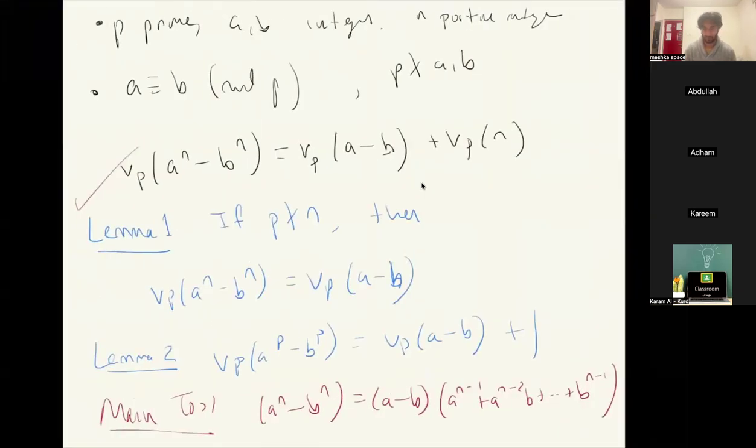I like to think of lemma 1 as the base case and lemma 2 as the inductive step. But you have to change what A and B mean when you do the induction. Yes, but it's the same. So any questions? Does it make sense? Okay.